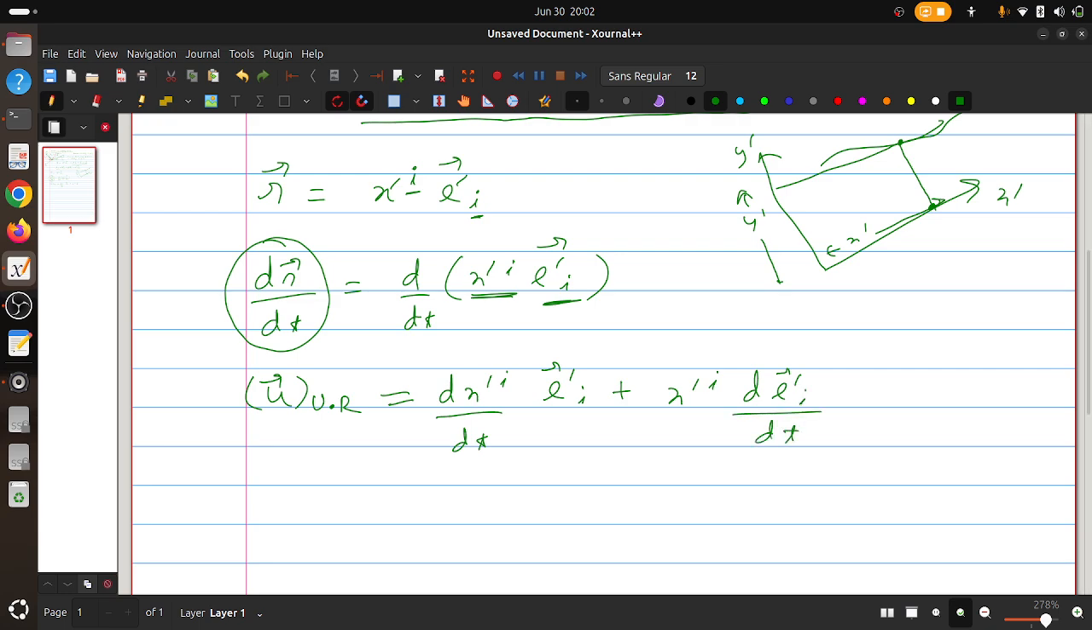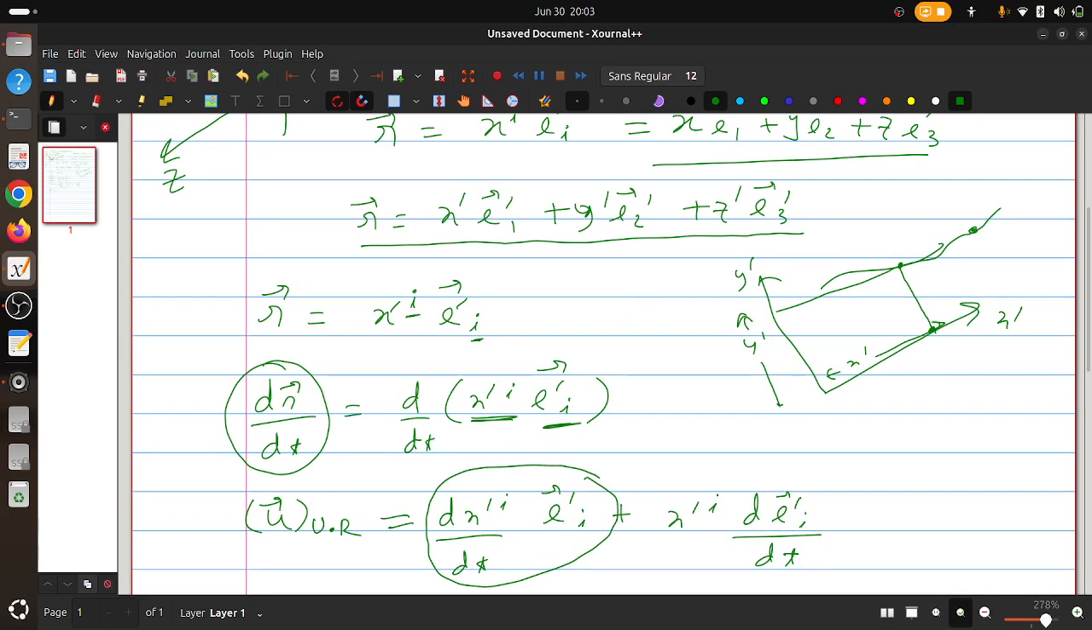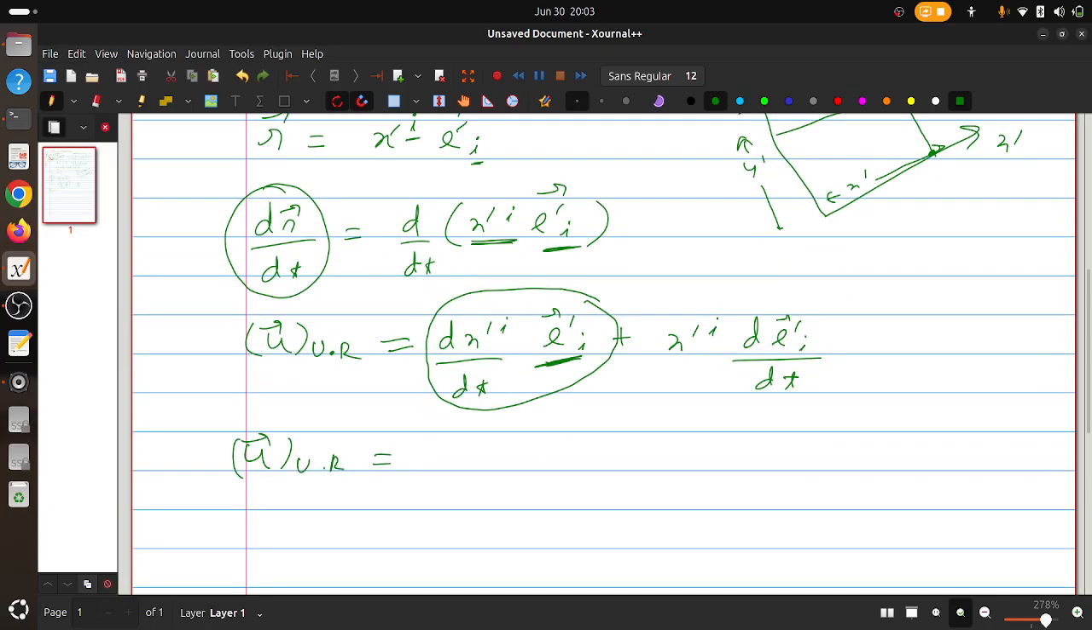Okay, so what u in the unrotated frame is, just look at this equation. What this equation is telling us is that in the prime frame, the coordinate changes with respect to time and then is expanded with the prime frame basis vector. So this is nothing but the velocity vector in the rotating frame. So this is u r. This is the velocity of the particle in the rotating frame, a very important quantity.